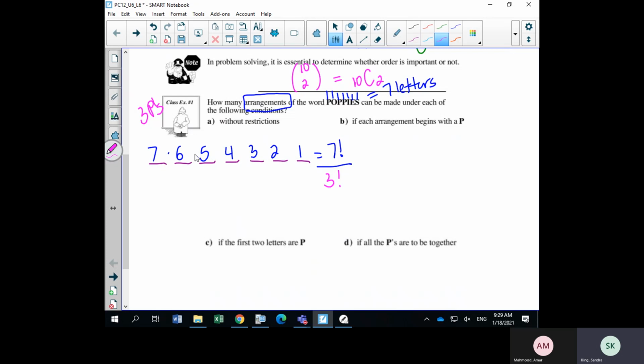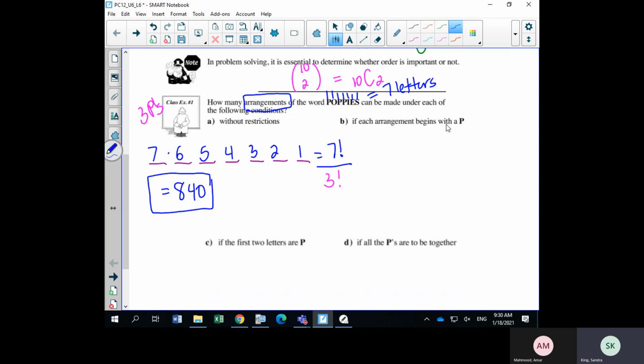So this is how you would deal with the arrangement of the 7 letters, and then you always say the repeats are what you divide by. So 7 factorial divided by 3 factorial is 840 different ways that the letters in poppies could be arranged. And that's taking into account that there are 3 P's.